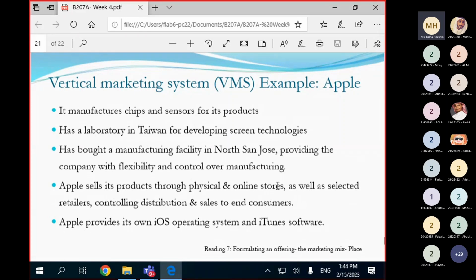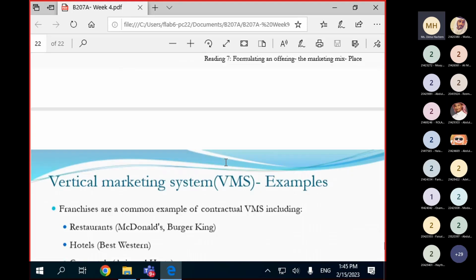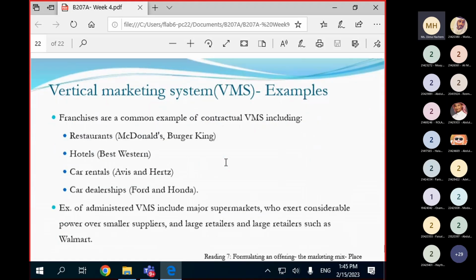So you see, Apple owns so many of the channels, it owns them because it wants to have more control over it. Because if Apple relies on another factory to produce its product pieces, mistakes might happen. Okay, so Apple wants to be in control of each and every part of the business, and this is the greatest example of VMS.